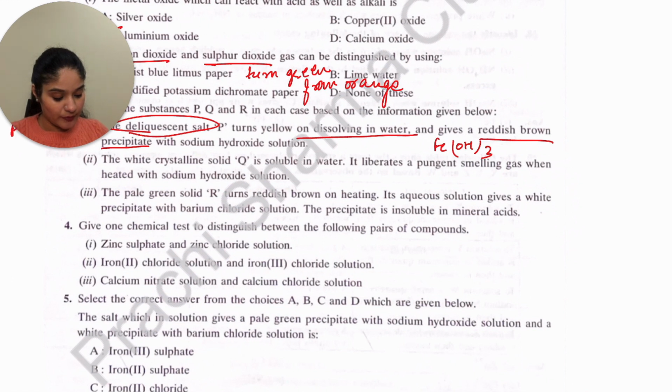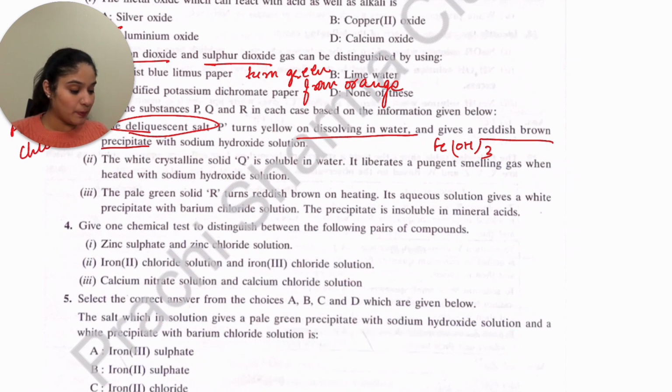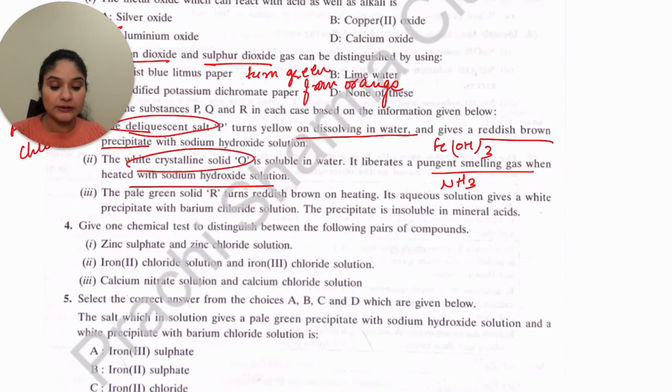So ferric chloride. Moving to the second one, the white crystalline solid Q is soluble in water. It liberates a pungent smelling gas when heated with sodium hydroxide solution. So when sodium hydroxide solution is heated, you get ammonia gas. So your pungent smelling gas is ammonia. That would mean your white crystalline solid is ammonium chloride.